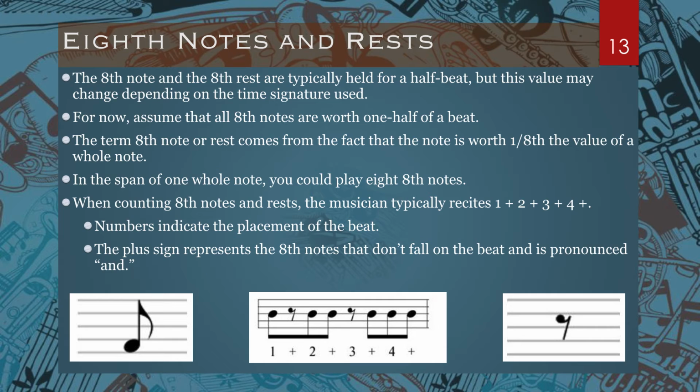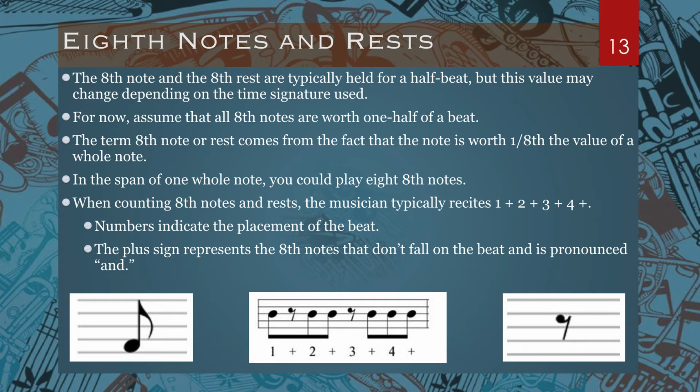So now we're going to talk about 8th notes and rests. The 8th note and the 8th rest are typically held for a half beat, but this value may change depending on the time signature used. You'll understand this more once we talk about time signatures and simple and compound meters. But for now, assume that all the 8th notes are worth 1/2 of a beat. The term 8th note or rest comes from the fact that the note is worth 1/8 the value of a whole note. That means you can fit 8 eighth notes in the span of one whole note.